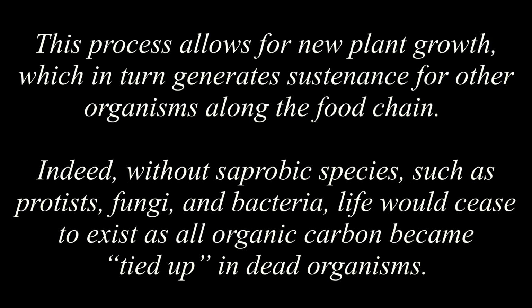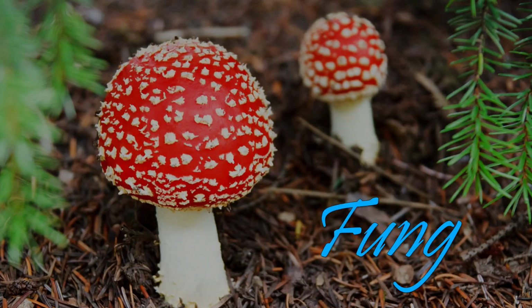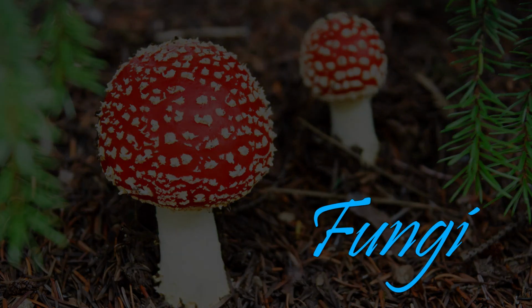This process allows for new plant growth, which in turn generates sustenance for other organisms along the food chain. Indeed, without saprobic species such as protists, fungi, and bacteria, life would cease to exist as all organic carbon become tied up in dead organisms. Now on to Section 13.4, Fungi.